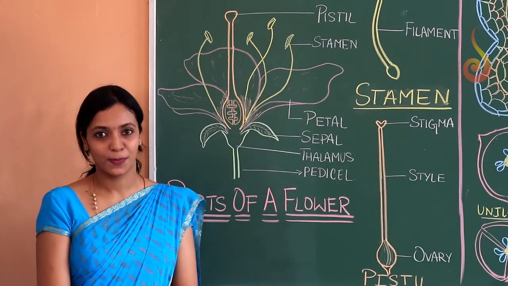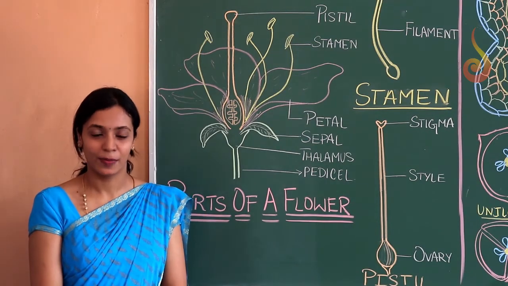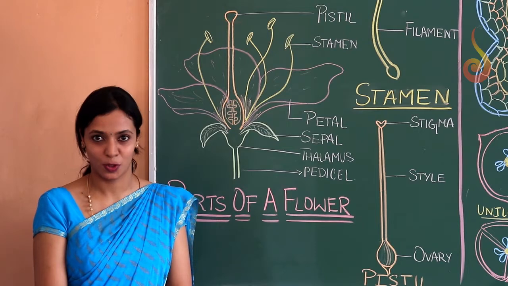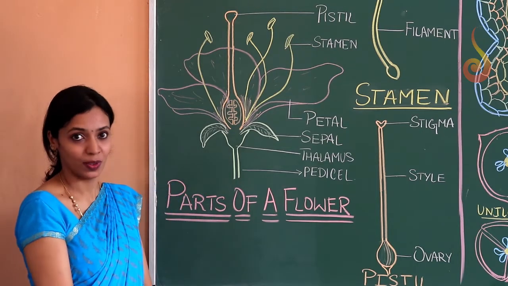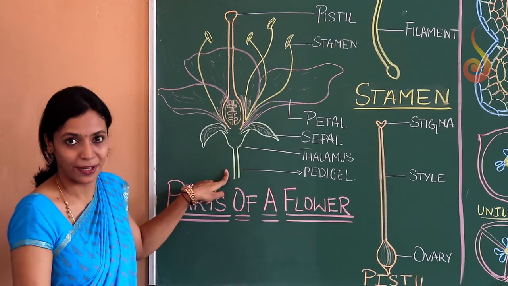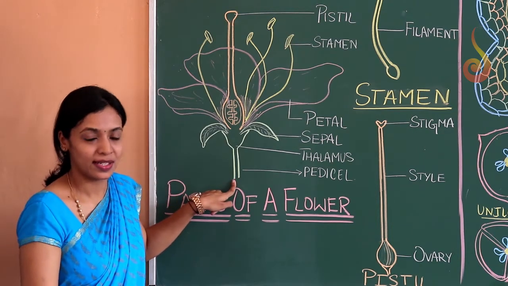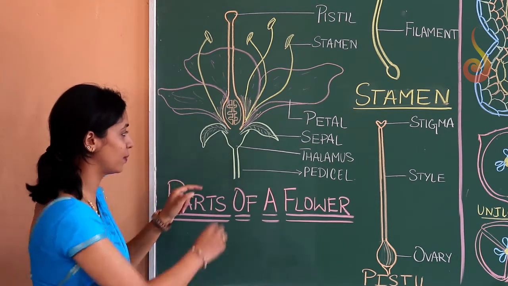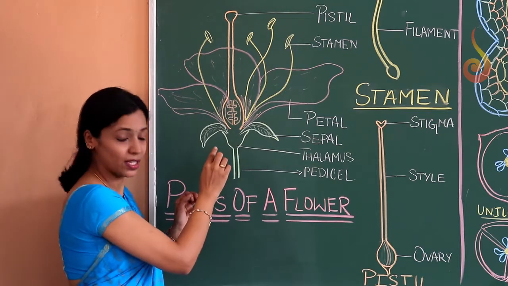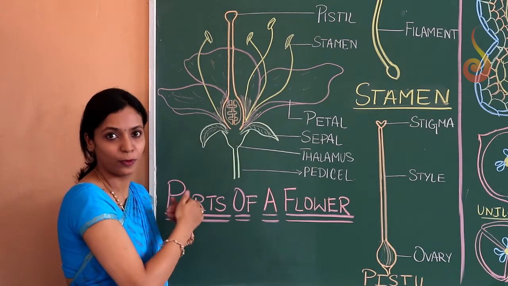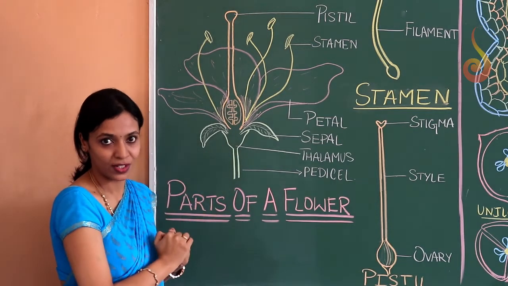The aim of today's practical session is to learn about the different parts of a typical angiosperm flower. A typical angiosperm flower is bisexual and it has a stalk that is called the pedicel. Pedicel on one end is attached to the plant, on the other end it bears a flattened structure known as the thalamus. On the thalamus you can see 4 floral parts arranged in the form of concentric circles.